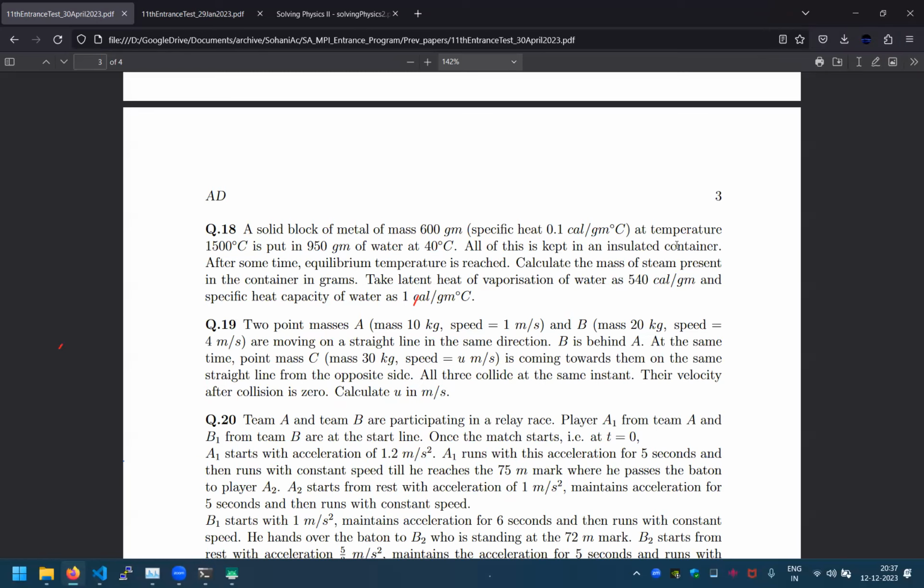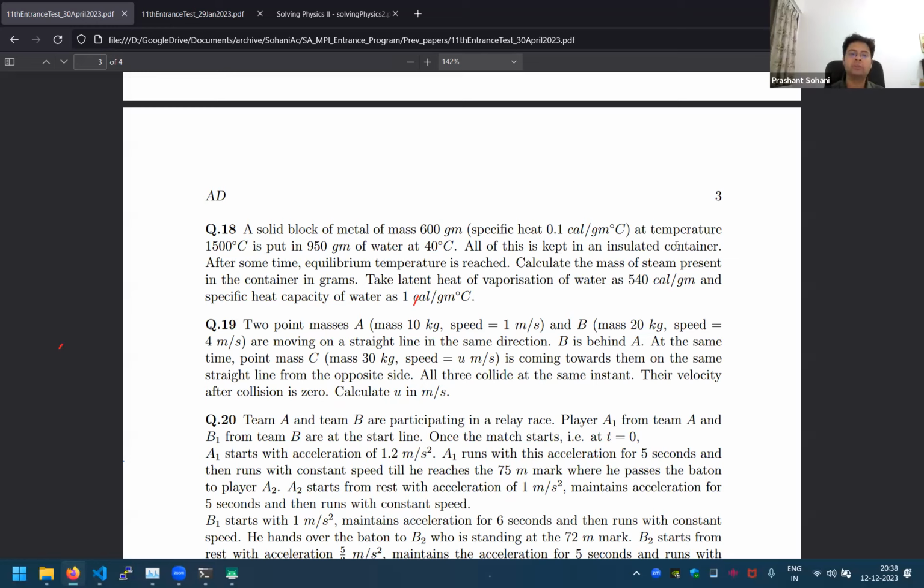So how to find the quantity of that steam? See, what will happen? Think of it in terms of how the physics will work. First, let us say all the water will reach 100 degrees Celsius, and up to that point, the solid block of metal is cooling down.